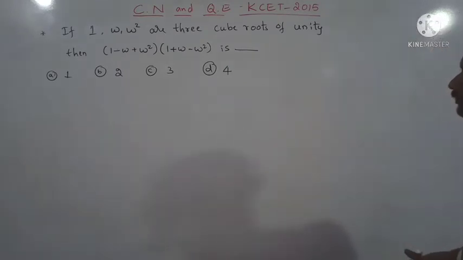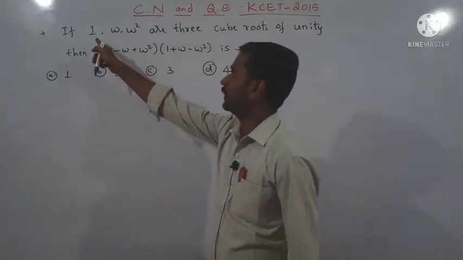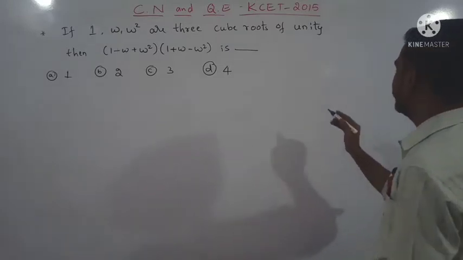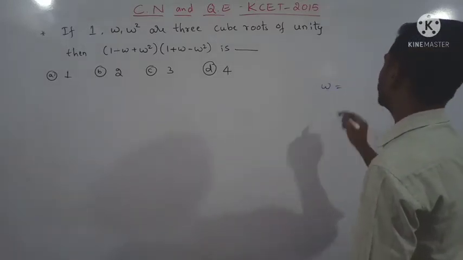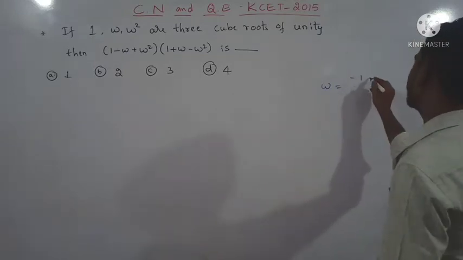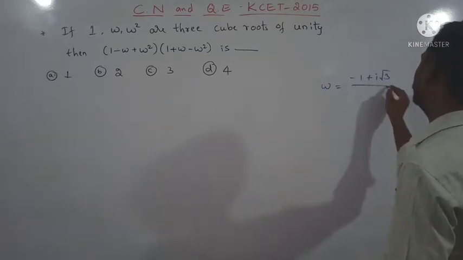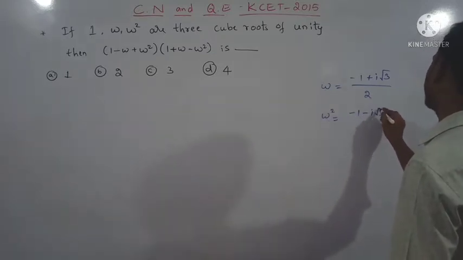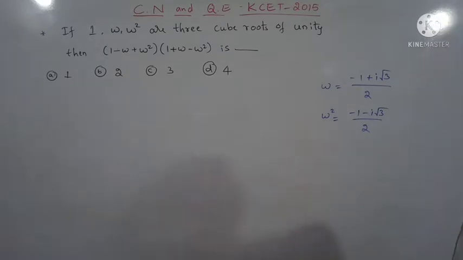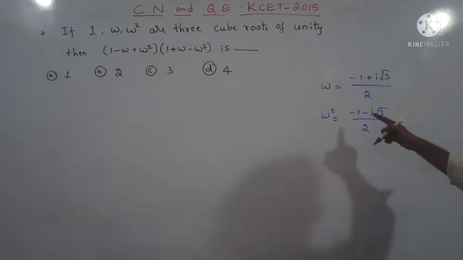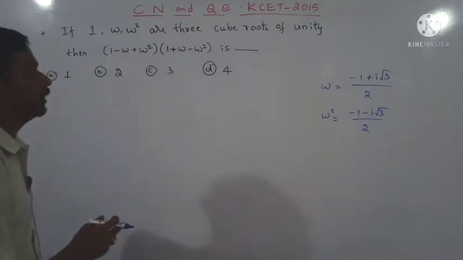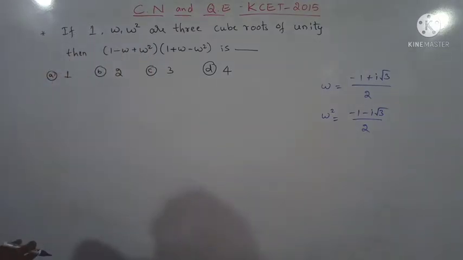Here you should know some things. Here 1, omega and omega square are cube roots of unity. And the value of omega is equal to -1 plus i root 3 by 2, and omega square is given by -1 minus i root 3 by 2. You should know these values. Omega equals -1 plus i root 3 by 2 and omega square equals -1 minus i root 3 whole divided by 2. Remember these two results, they may be used later, and may be used in other questions too.